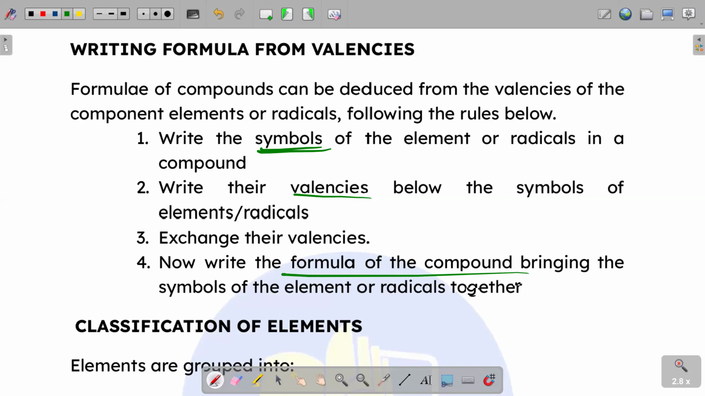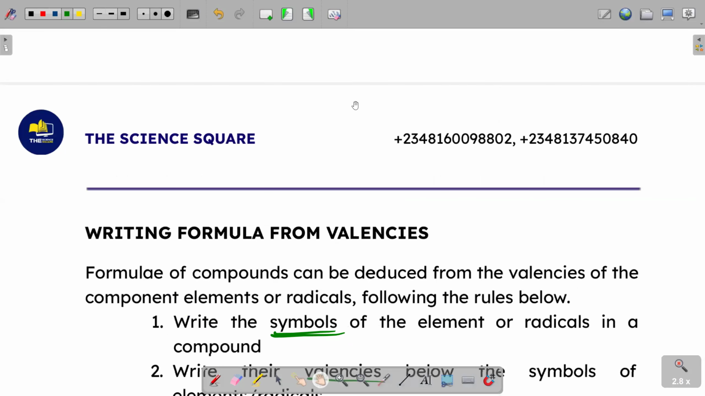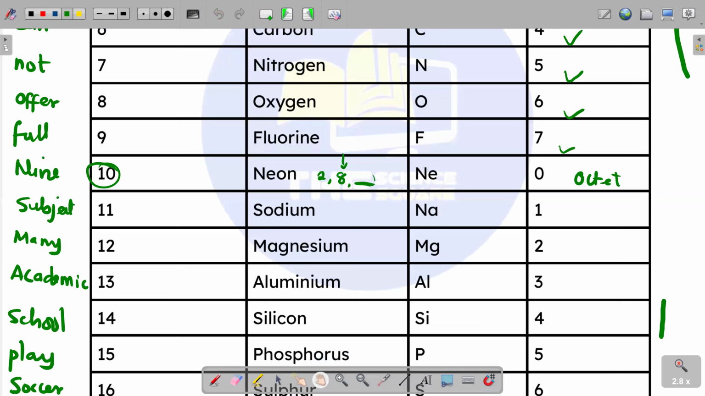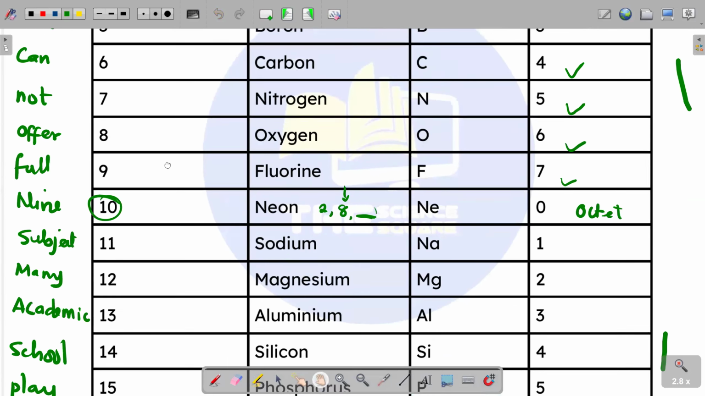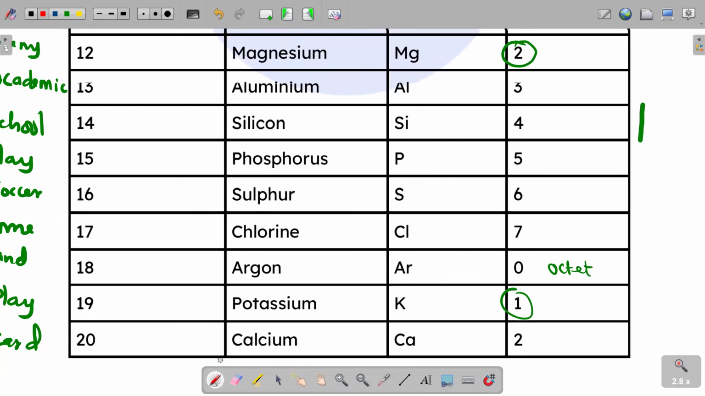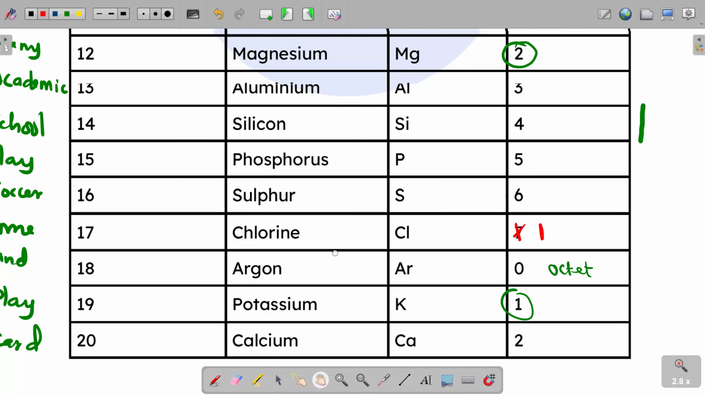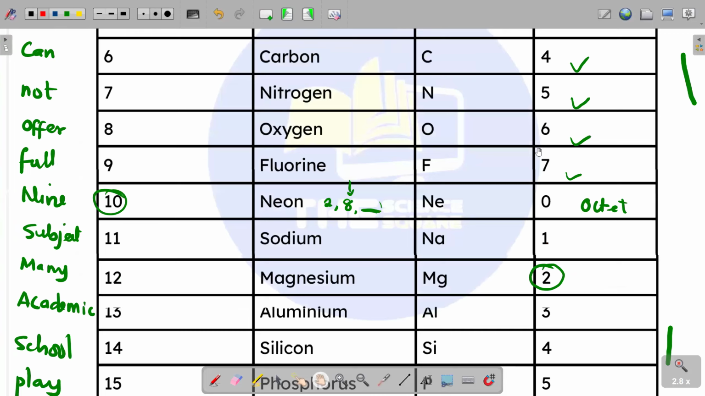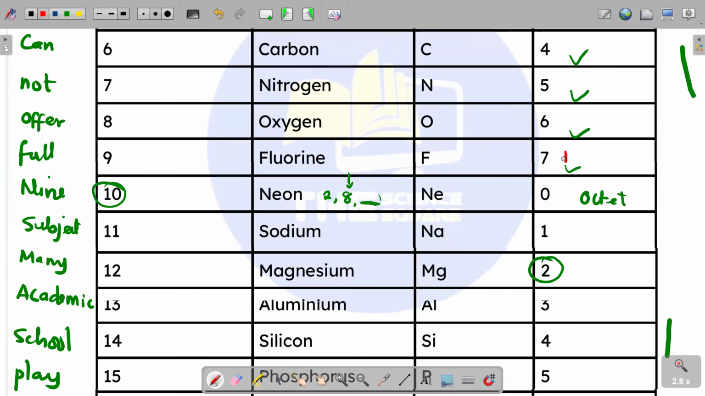Take for example, let's pick an element from the periodic table. Let's say we have magnesium. Magnesium is number 12. It has a combining power of 2. Okay, and let's say chlorine. Chlorine has a combining power of 1, not 7. This is a mistake. It has a combining power of 1, not 7. Okay, so the same thing with fluorine. Fluorine has a combining power of 1, so not 7.